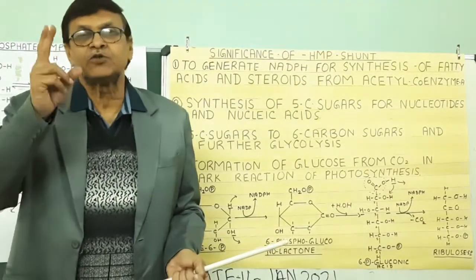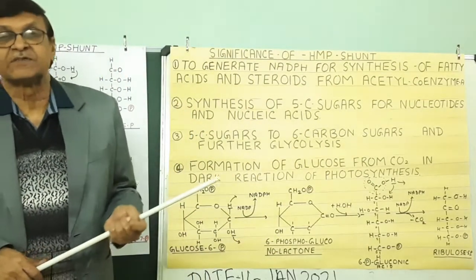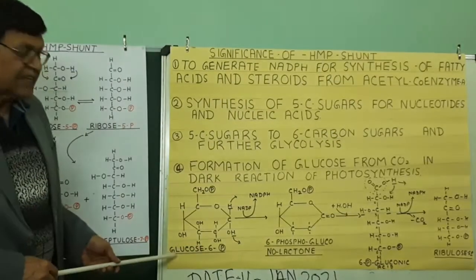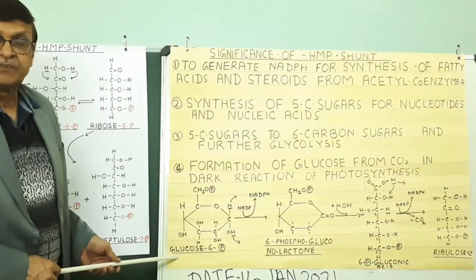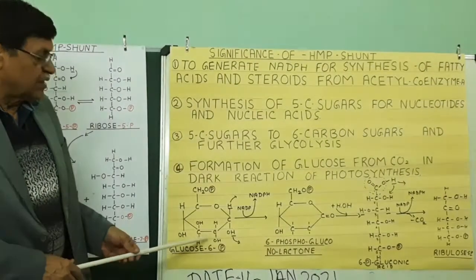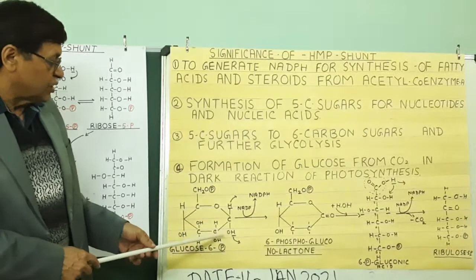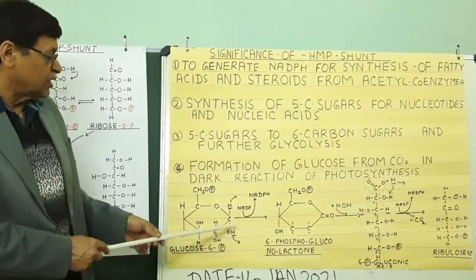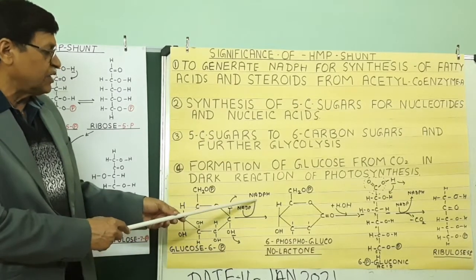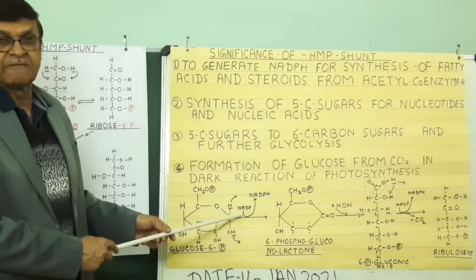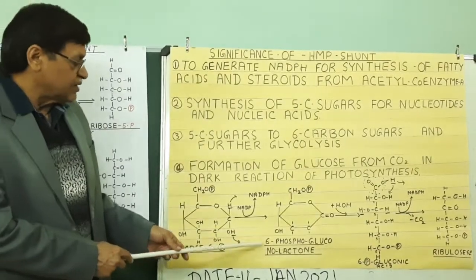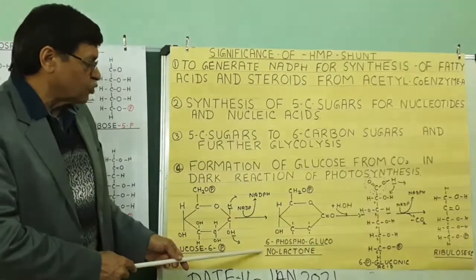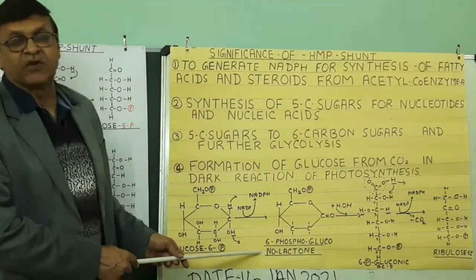So there are two categories of reactions. First of all, what happens? It starts from glucose 6-phosphate, and there is removal of 2 hydrogen ions, and they are taken by NADP to form NADPH. So in the intermediate step, 6-phosphogluconolactone is formed.